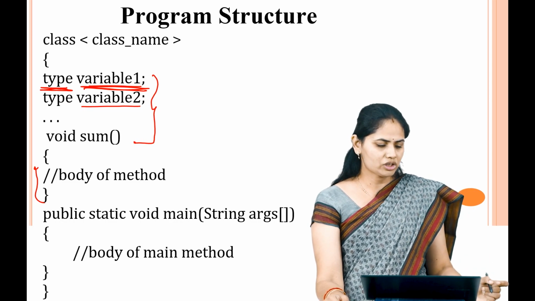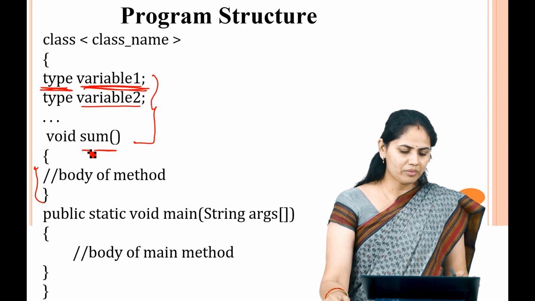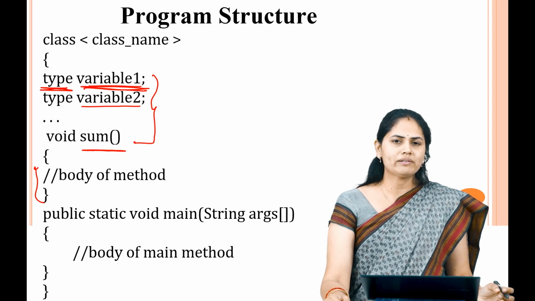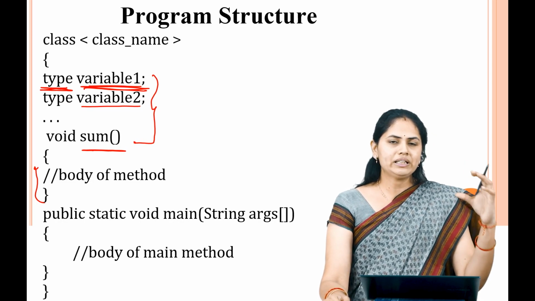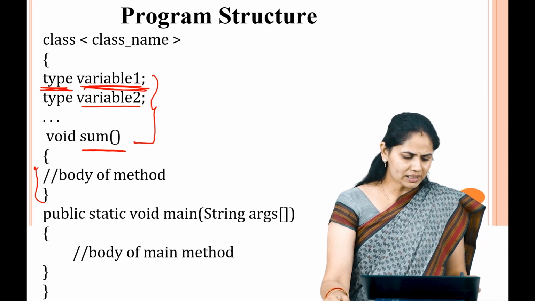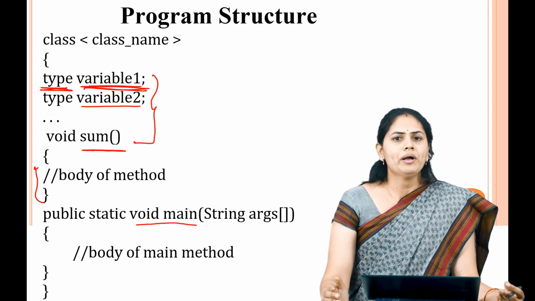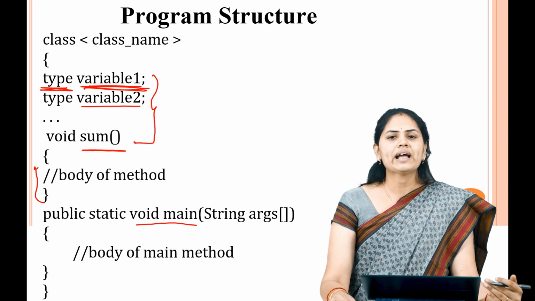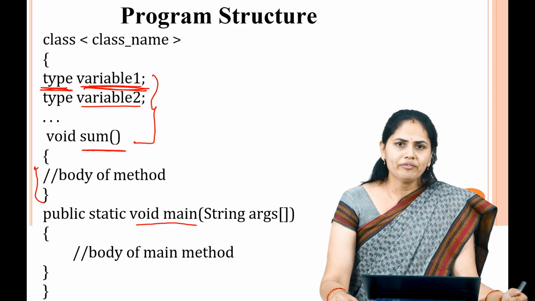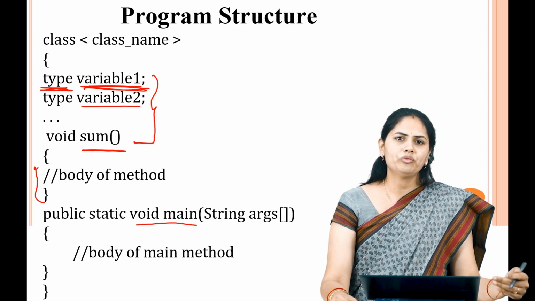In this general structure, variable 1 and variable 2 are the data members, and void sum is the function. Sum is the name of the function, and void means it does not return any value. Within the function we can define the body of the method. And this class has a default function, that is the main function. Now, the main function is a must for the execution of a Java program. Here we will write everything inside the class. We also write the main function within the class.